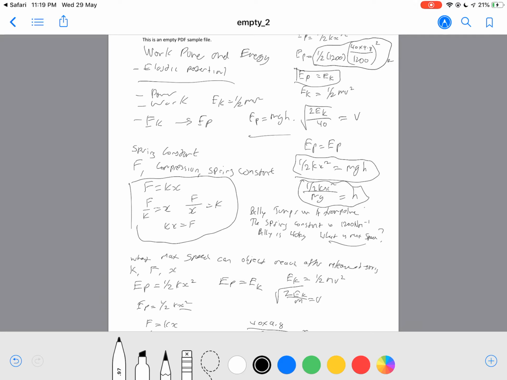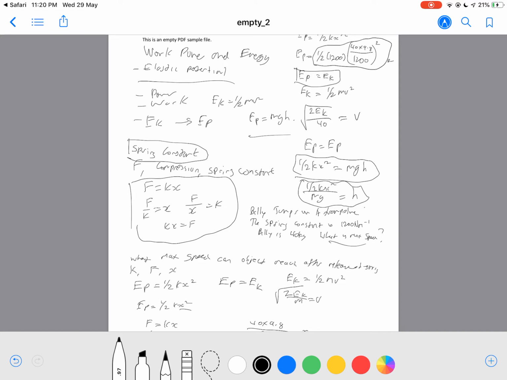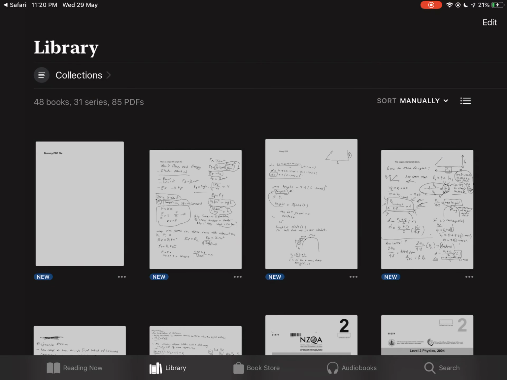So first you have to find the elastic potential energy stored, and then you'll convert that elastic potential energy into gravitational potential energy, and then you'll find the maximum height, assuming that EP equals EP. And then to find the spring constant, force, or compression distance, you'll just use F equals kx. So we just rearrange this formula to find any of these three. F divided by k equals x, F divided by x equals k, and kx equals F. Alright, so there's going to be more theory questions.